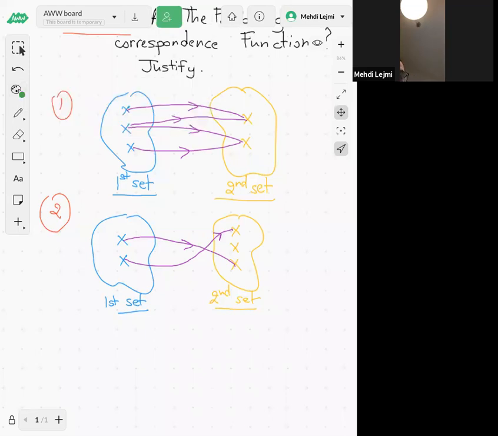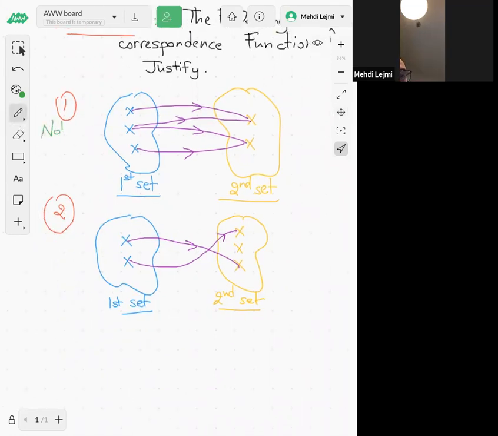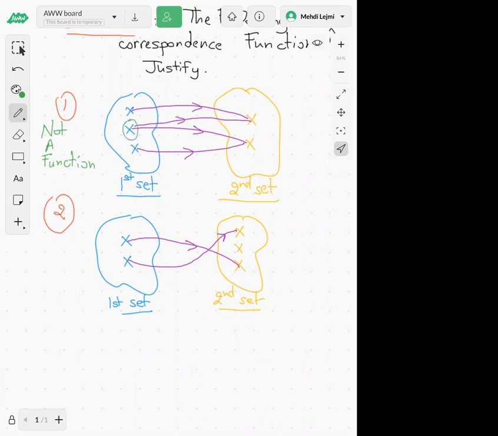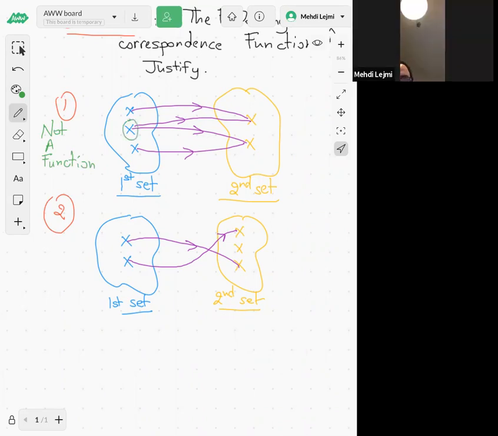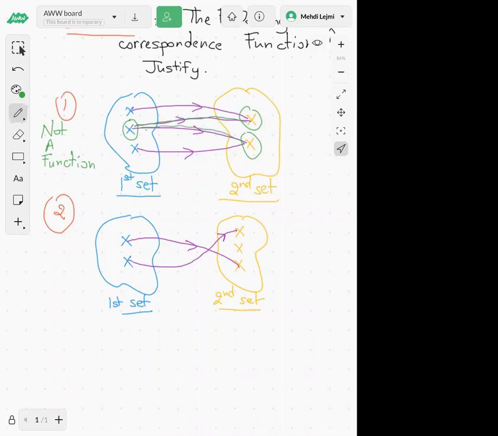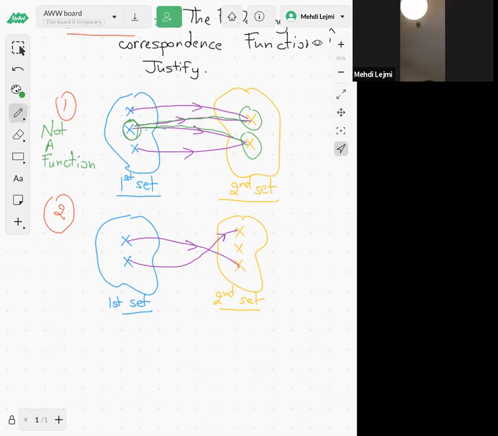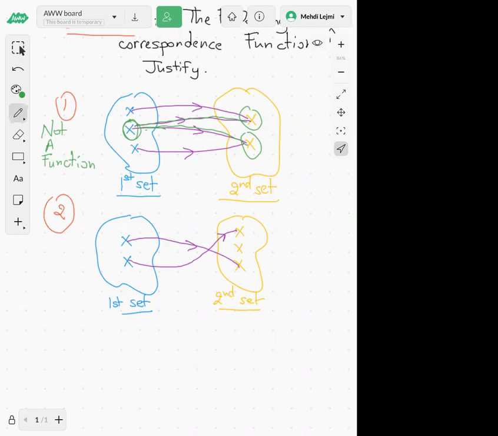So as you said, guys, the first one is not a function. The problem is with this point, because this point has 2 images. It corresponds to this one and to this one because we have 2 arrows. So this point has 2 images. And if the input has 2 outputs or 2 images, then the correspondence is not a function.